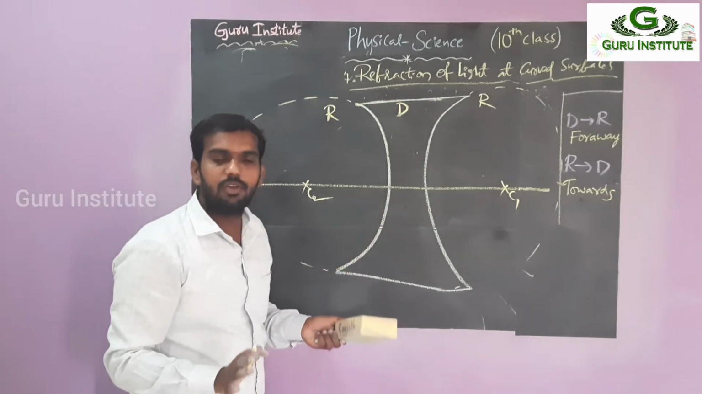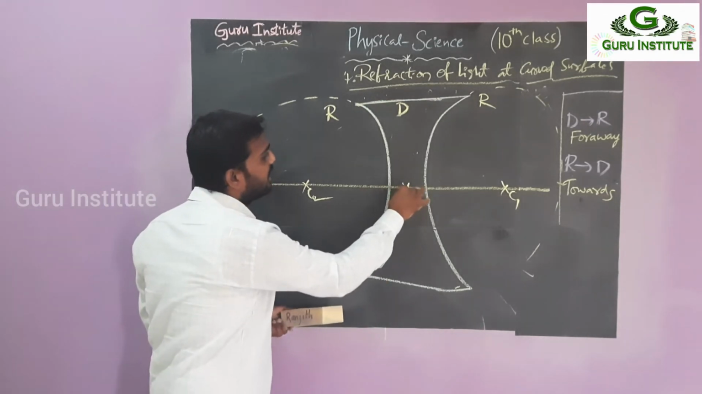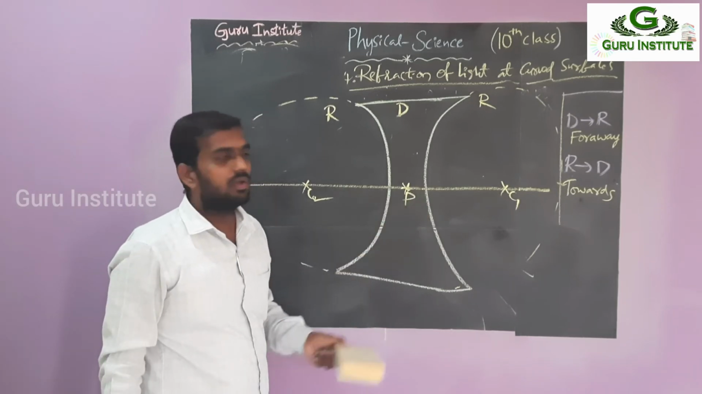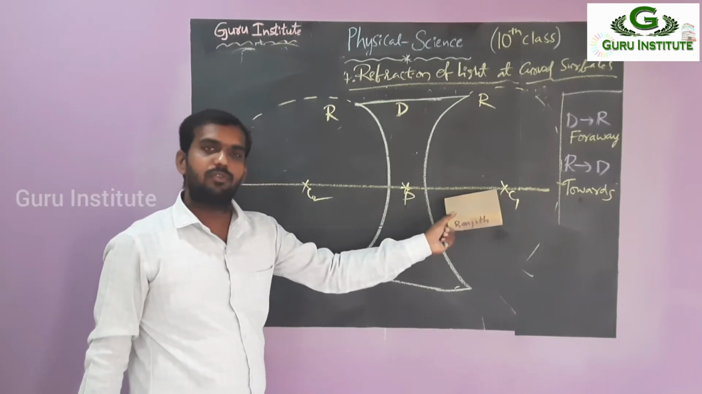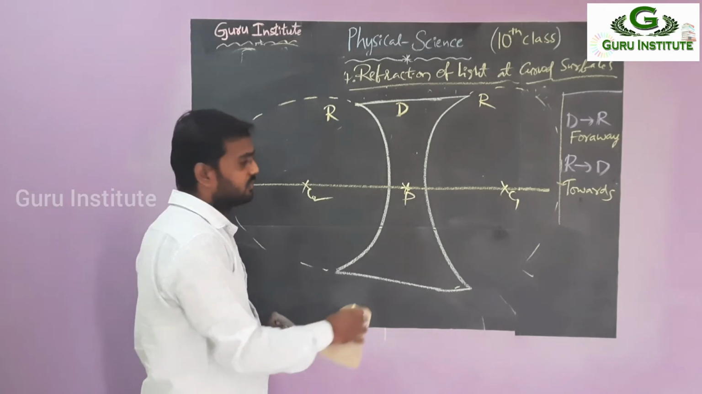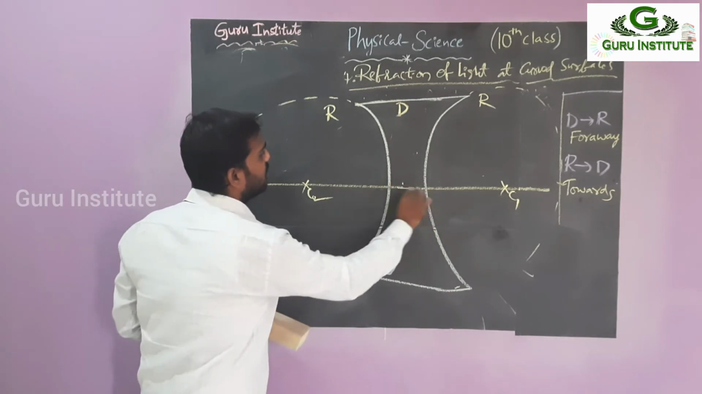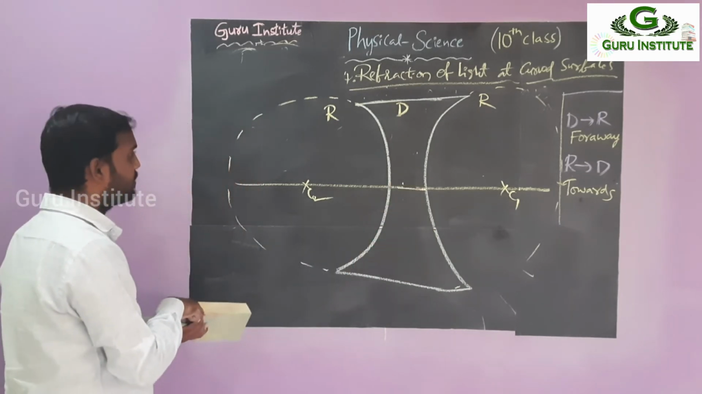But in the lens we need not have pole one and pole two. We are just taking it as the middle. This is the optical center. Again, the forward direction is focus one. This is focus two. Okay. Right. So now we have to try to draw the ray diagrams.